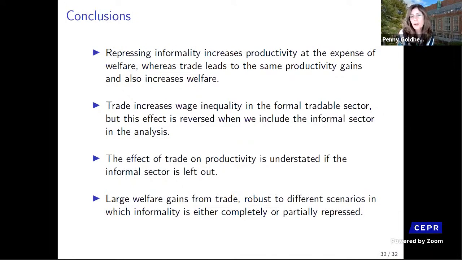But what's interesting is that in that scenario, productivity goes up by the same percentage that you get with trade liberalization. That's why we say in trade liberalization, you get the same productivity gain in the current scenario with the current level of informality, and at the same time, you get a welfare gain. While if you repress informality, you get the productivity increase and you depress welfare. So you should not interpret this finding as making the case for eliminating informality. We just make the point that you get very large TFP increases in the case where you don't have informality. Thank you very much.